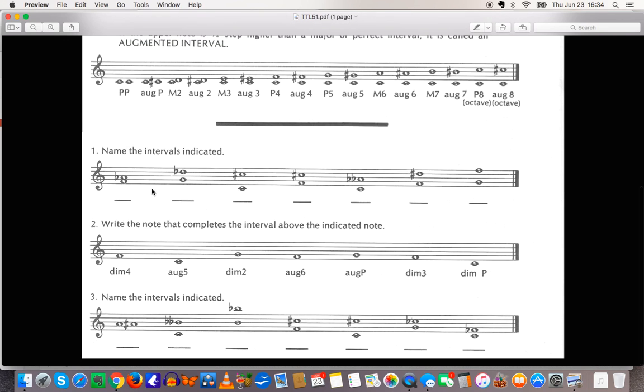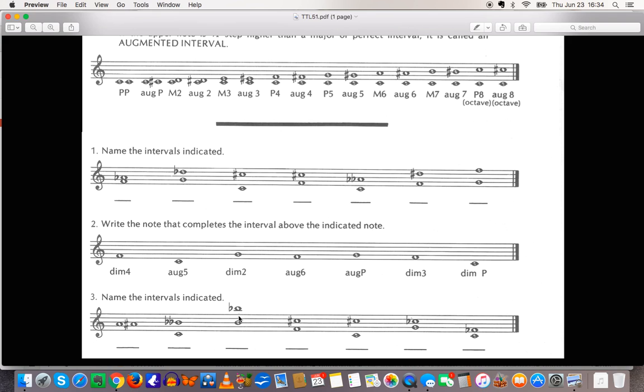Okay. C to B double flat. C to B natural is going to be a major 7. Lower a half step, you get a minor 7. Lower a minor interval by a half step, you get a diminished 7. So diminished 7 right there.